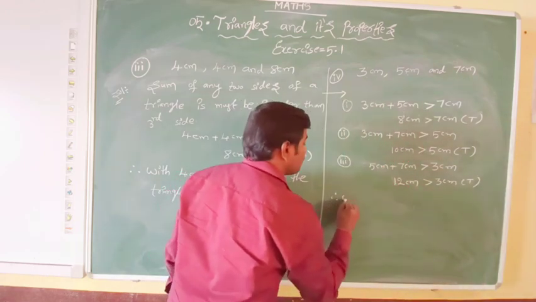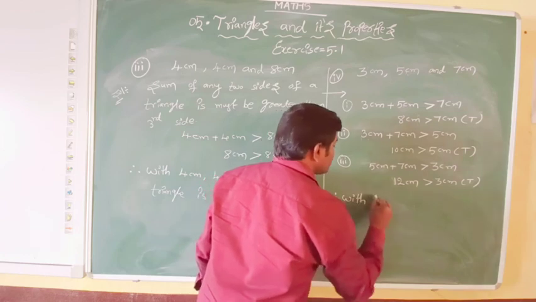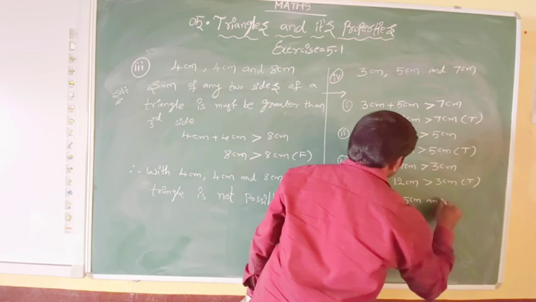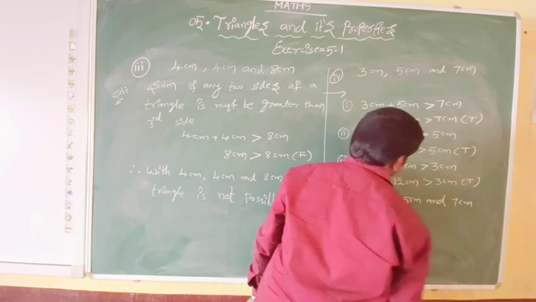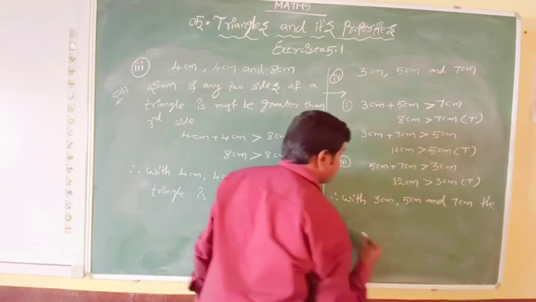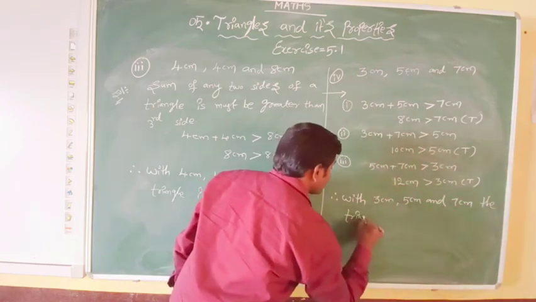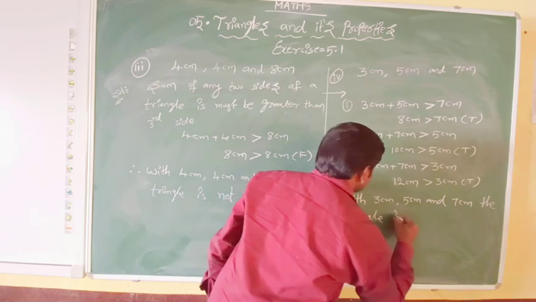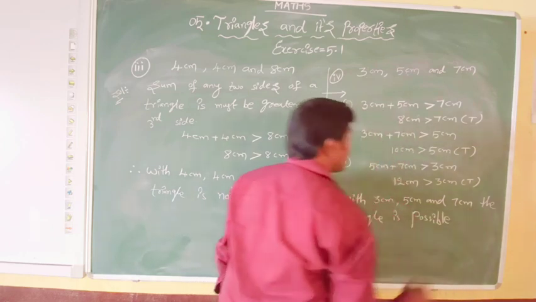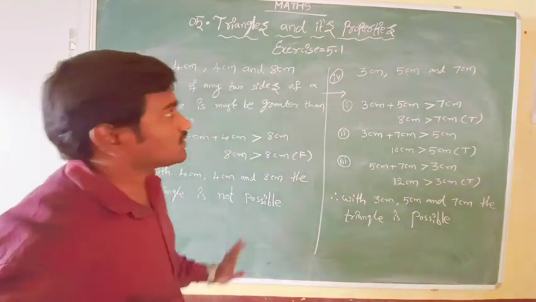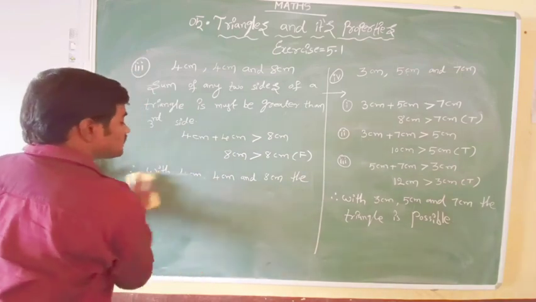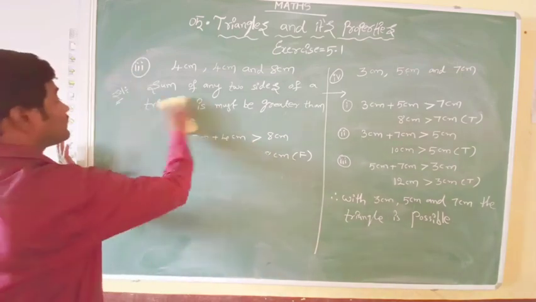Therefore, we can write that with 3 centimeter, 5 centimeter and 7 centimeter, the triangle is possible. The triangle is possible. So this is our exercise number 5.1, and our exercise 5.1 is completed.